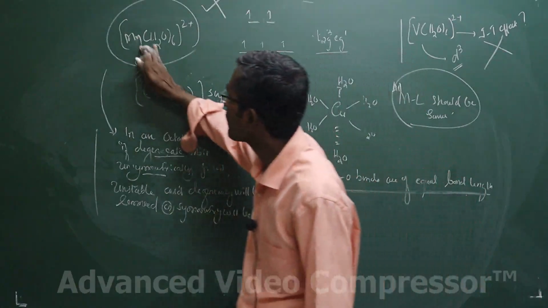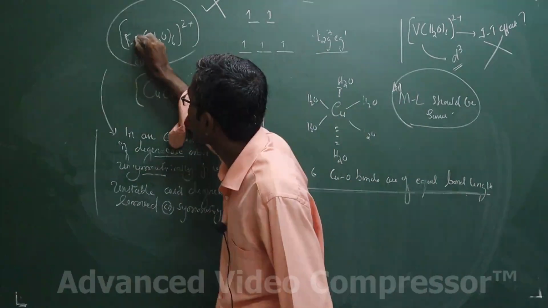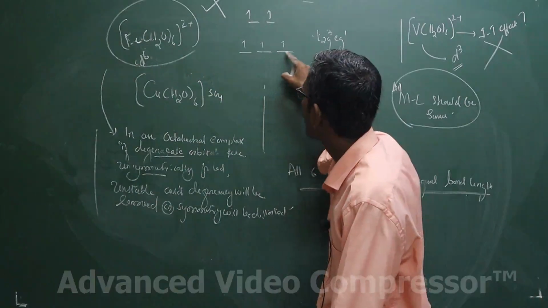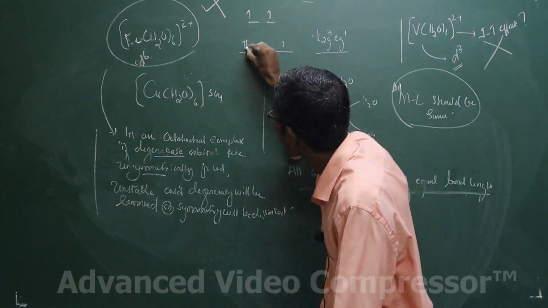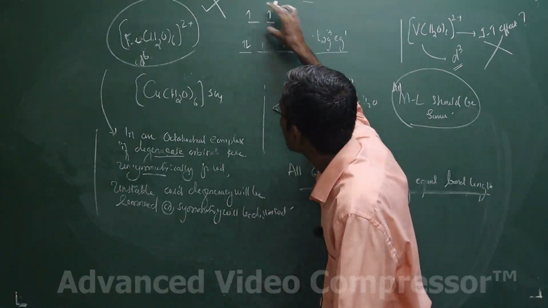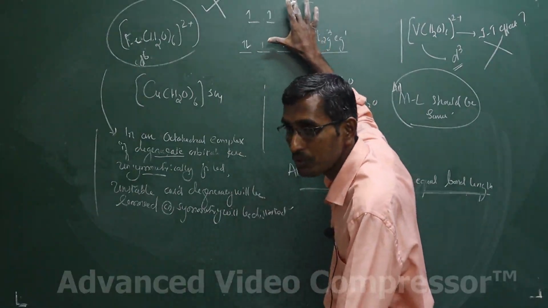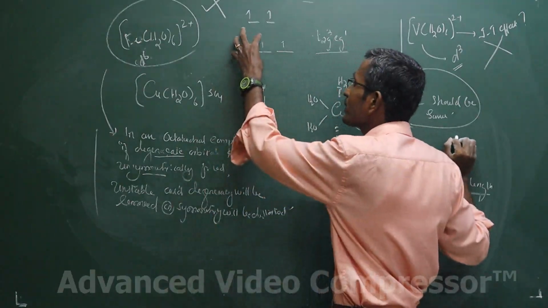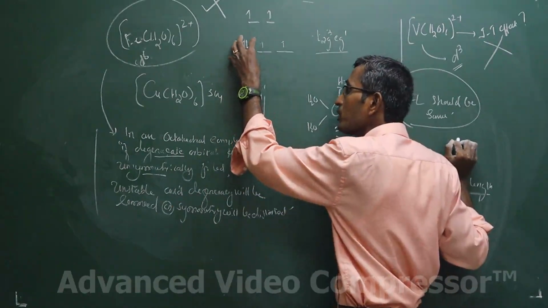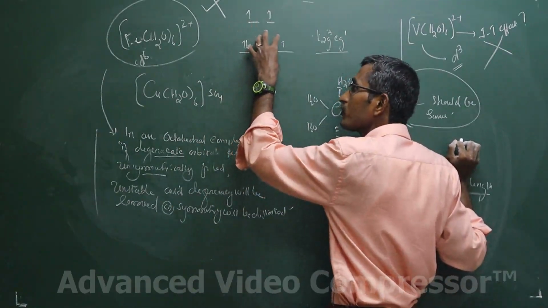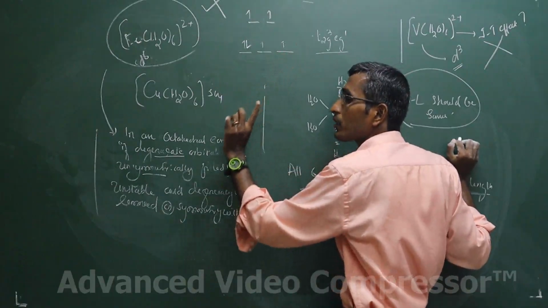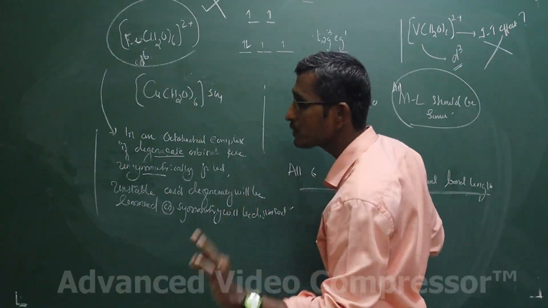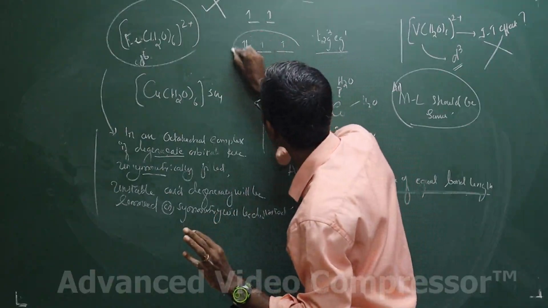Instead of manganese, let me take iron here: [Fe(H2O)6]2+. What is this system? d6 system. 1, 2, 3, 4, 5 and the 6th electron. Just take a look. The eg orbital is symmetrically filled, so there is no question of the Jahn-Teller effect. But take a look at the t2g orbital. The t2g orbital is unsymmetrically filled because one of the orbitals has 2 electrons, and the other 2 orbitals have 1 electron each. That means this particular complex shows the Jahn-Teller effect because the t2g orbital is unsymmetrically filled.